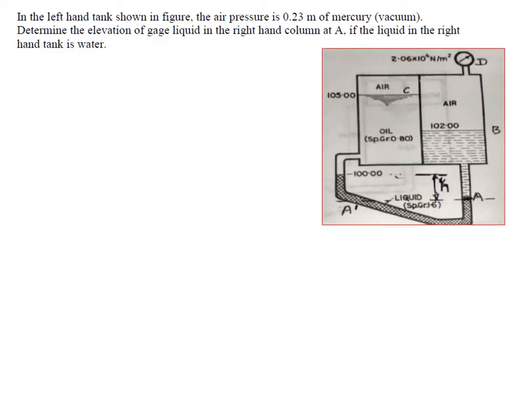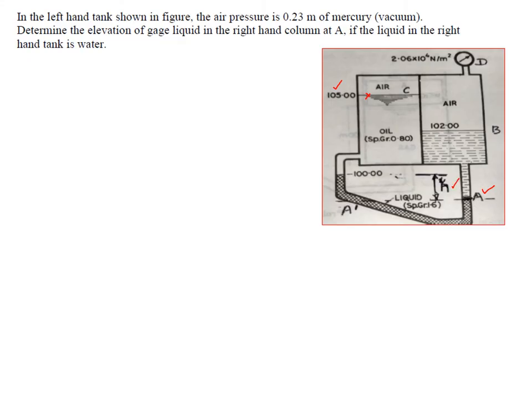Here the air pressure is given, which is minus 0.23 meters of mercury. You can always convert to kilonewton per meter square units, because we are working in kilonewton per meter square. But here it is required to find the elevation of this particular point. Since the elevation 105 is given, as we move downwards we come to 100. So 100 minus H will give the elevation. The only thing is we need to find this value H.